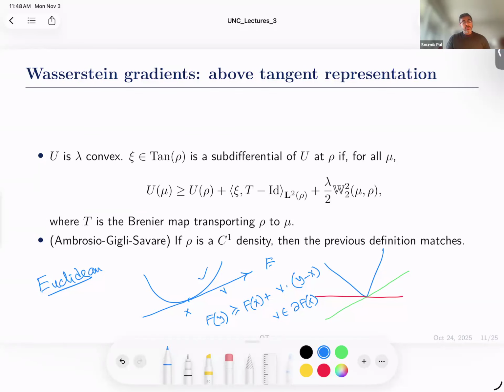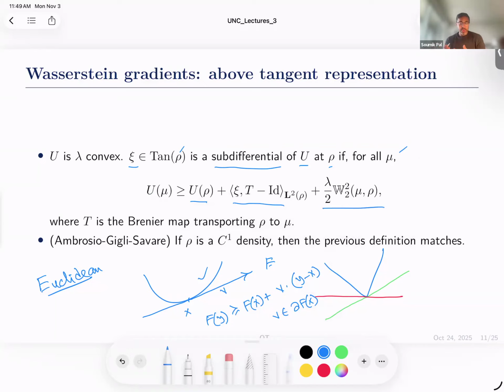So can I write such a definition for the Wasserstein space? The answer is yes. You can analogously define the following definition of what is a subdifferential of a function. This doesn't require smoothness. Subdifferentials can be defined much more generally. So we say that if I have a lambda convex function, take a vector field psi, which is in the tangent space of rho. You say that this is a subdifferential of the function u at rho if for all other probability measures mu, your function u evaluated at mu must lie above u of rho. This is my first order approximation, and this is my second order lower bound.